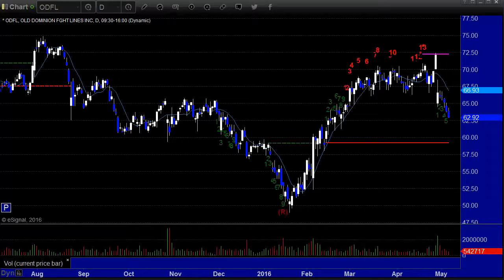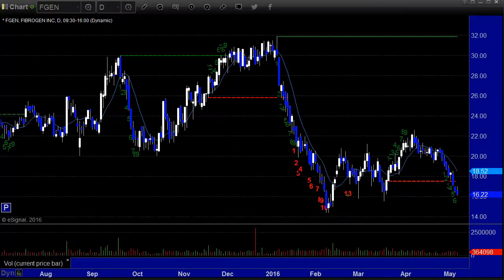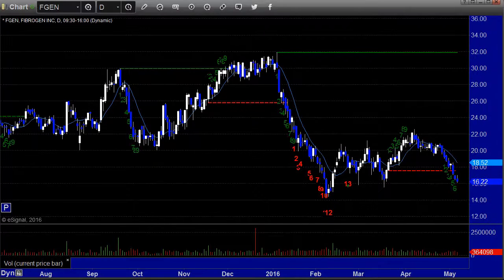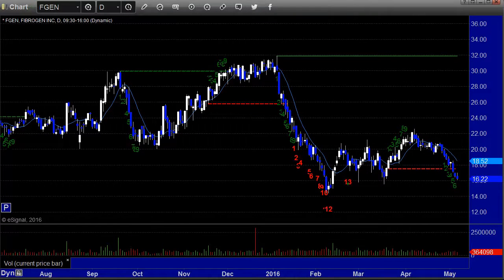ODFL, look at this. Sell signal, pulls back for 2 days, shoots up, hits the risk line exactly, does not get through, and then gaps down. The signal works. FGEN, I have to widen this one a little bit. The buy signal is actually, you can see where it is, and it went up from that point on.